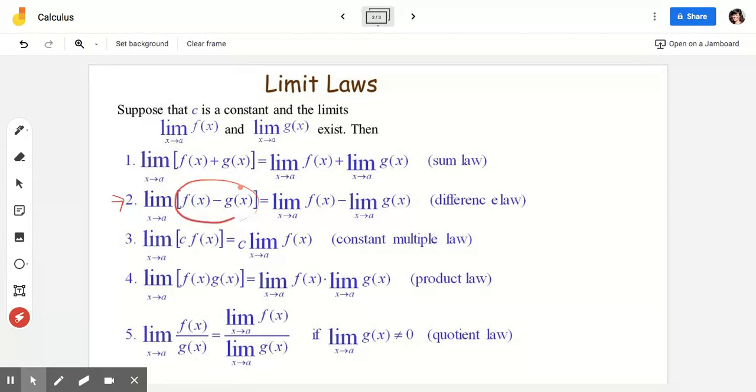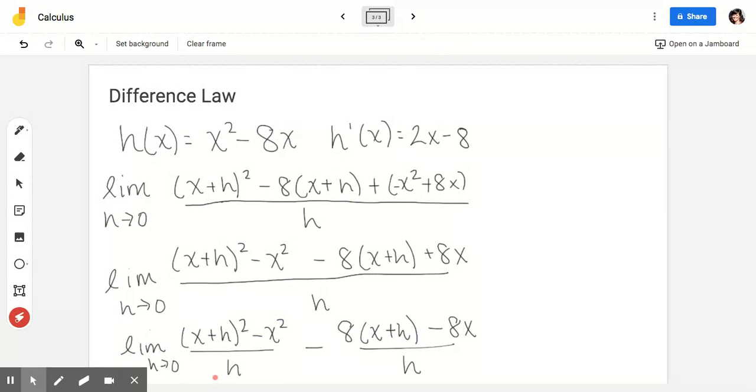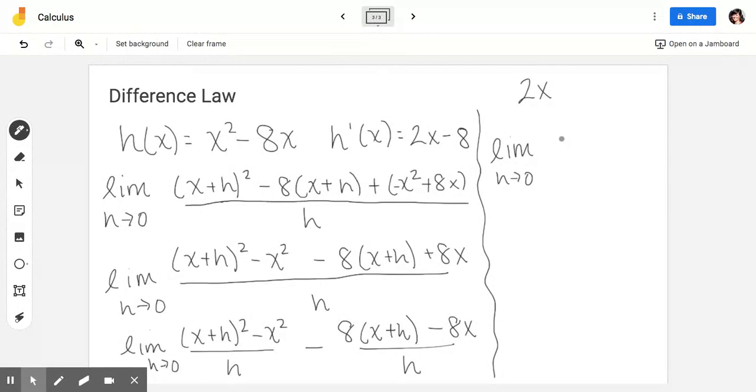So now we only have this limit to do, because by the difference rule, now that we have two different functions being subtracted, we can split it up and take each limit separately. So we already know this first limit is 2x from lots and lots of work that we've done. So all we have to do is take this limit as h approaches 0 of, as I write, I'm just going to distribute that 8. So I have 8x plus 8h minus 8x over h.